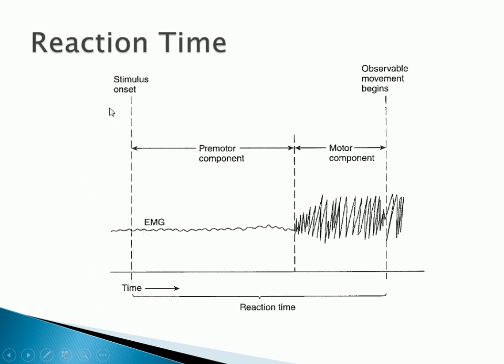So within reaction time, we have the premotor component and the motor component. And if we think about whether we can make our reaction time faster, it's very difficult to make our reaction time faster. And really, the component that we might have some control over is the motor component. The premotor component, the time it takes to go through the process of recognizing a stimulus and then encoding an action to go out and actually happen, is going to be largely very difficult to change.